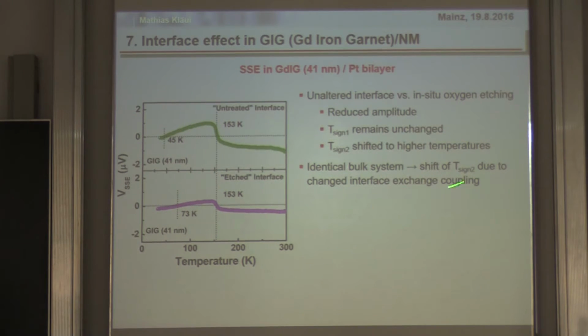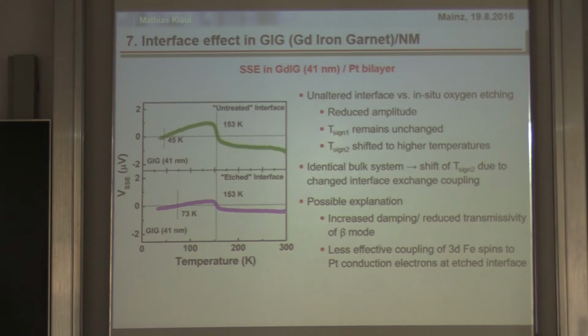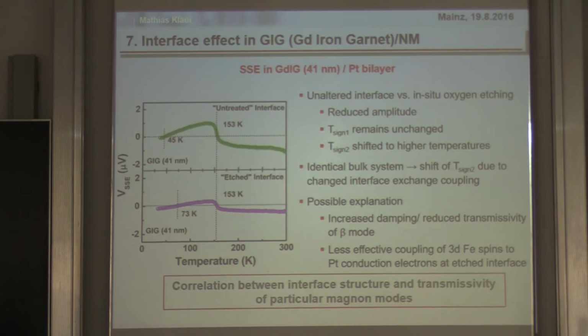And so this means this sign change shift is due to a change of the interface exchange coupling. And this means this can be explained by an increased damping or reduced transmittivity of the beta mode for the etched interface compared to the untreated interface, which means that the 3d iron spins couple less effectively to the platinum conduction electrons for the etched interface compared to the untreated interface. So really here the take-home message is that there's a strong correlation between the interface structure and the transmittivity of the different magnon modes.